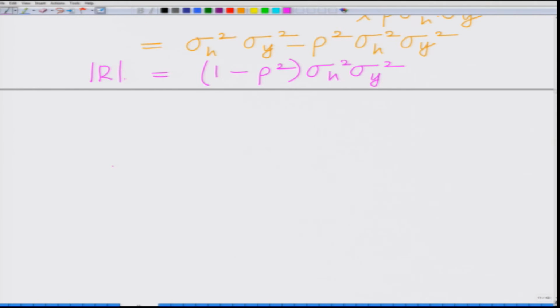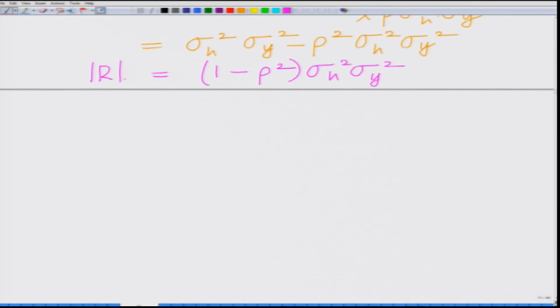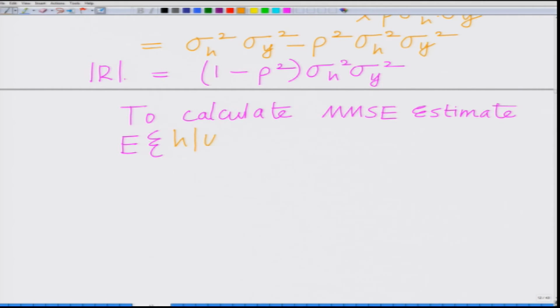Now, remember the MMSE estimate is given as the expected value of h given y, the expected value of the parameter h given the observation y. For that, we need the conditional probability density function of h given y. That is, we need to calculate the MMSE estimate, which is the expected value of h given y. We need the conditional PDF f of h given y.